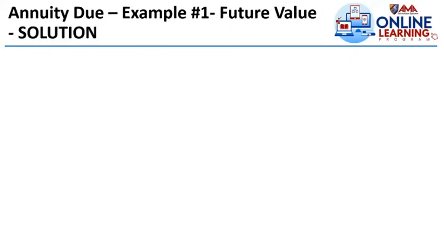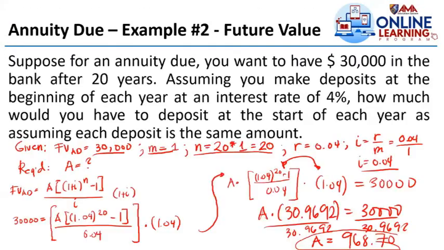Next example on annuity due, getting the future value. Suppose for an annuity due, you want to have 30,000 in the bank after 20 years. You want to obtain $30,000, assuming you make deposits at the beginning of each year at an interest rate of 4%. How much would you have to deposit at the start of each year, assuming that each deposit is the same amount? So the 30,000 there is the future value of the annuity due. That is what you want to obtain. The missing value is A, how much you will deposit at the beginning of each year.